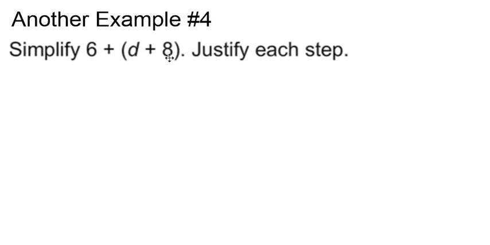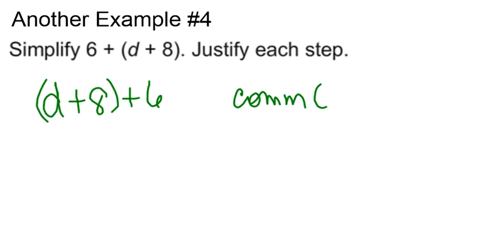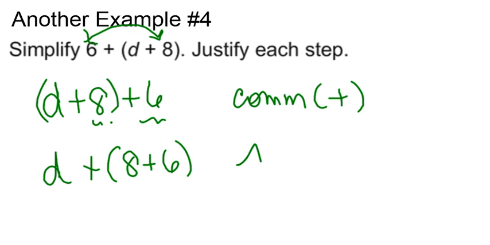6 times d plus 8. Again, we like to keep all our numbers together and all of our variables together. So I'm just going to reorder this. So I'm actually going to do d plus 8 plus 6. Okay, this again is the commutative property of addition. Okay, all I did was switch the places between this and this. Now I want to group things that are alike, and I know that my 8 and my 6 are numbers, so I want to keep them together. So d plus 8 plus 6. That's going to be my associative property of addition.